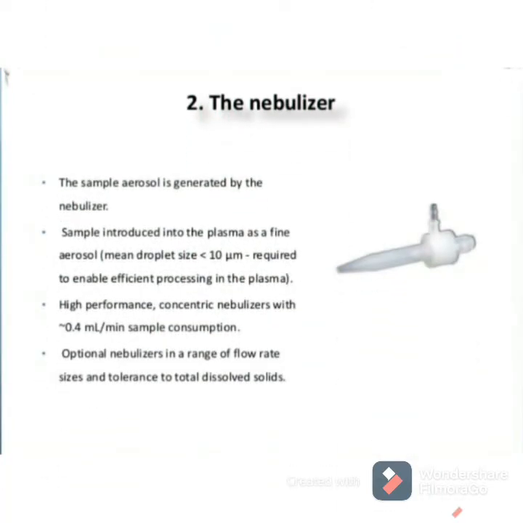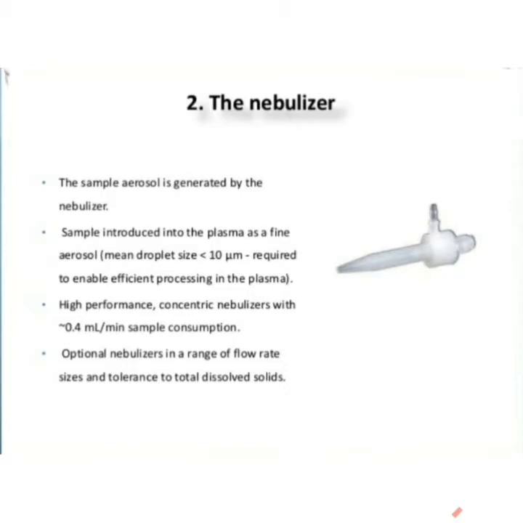Another part of the introduction system is the nebulizer. What is the nebulizer? The sample aerosol is generated by the nebulizer. When your sample is in liquid phase, it goes into the nebulizer and is converted into aerosol. Sample introduction into the plasma as a fine aerosol, with mean droplet size less than 10 microns, is required to enable efficient processing in the plasma. It is a high performance concentric nebulizer with about 0.4 ml per minute sample consumption. Optional nebulizers are available in a range of flow rate, size and tolerance to total dissolved solids.